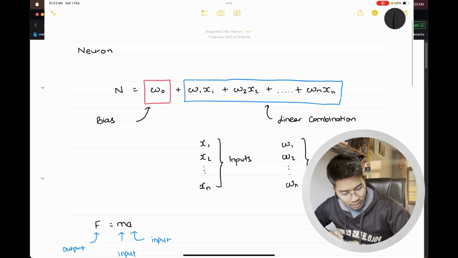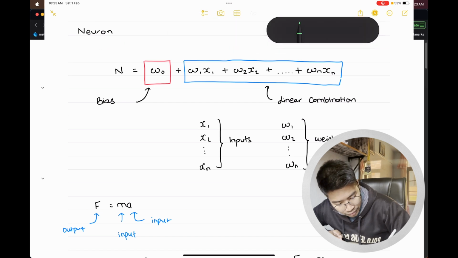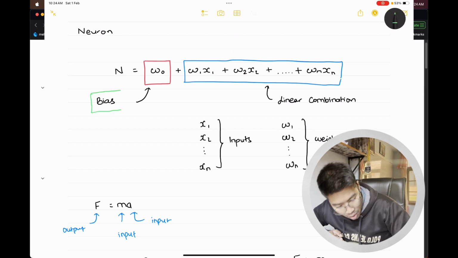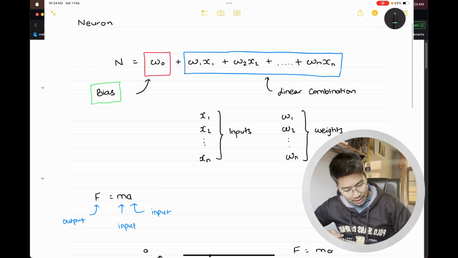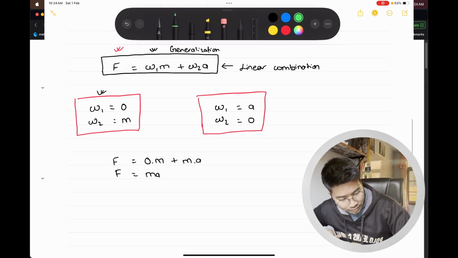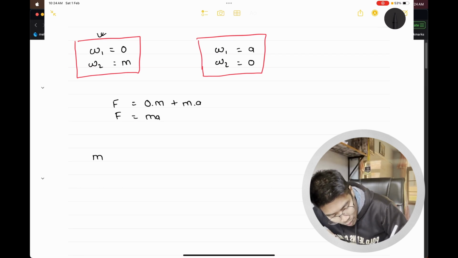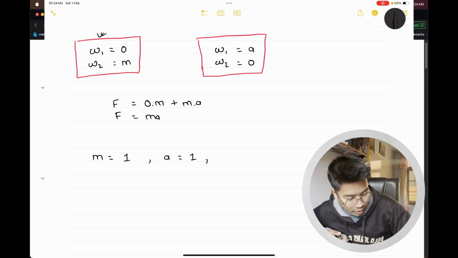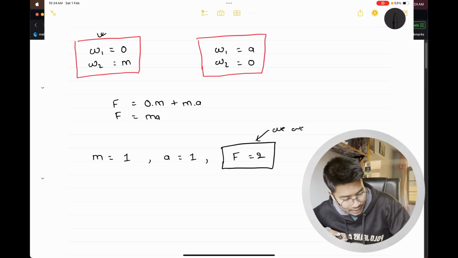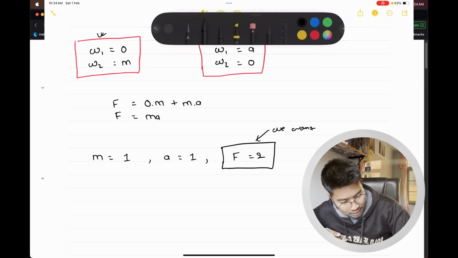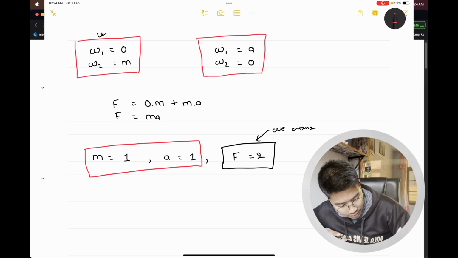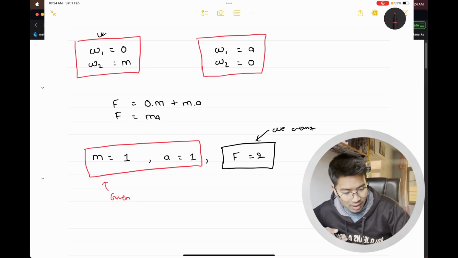But if you look at this other equation over here, you have this idea of a bias. Why do you need that? So let's understand this again with this example. Let's say that my mass is 1, and acceleration is also 1, but I want my output, force, to be 2. This is what we want, and this is what we give you. So this thing is given. How do you do that?